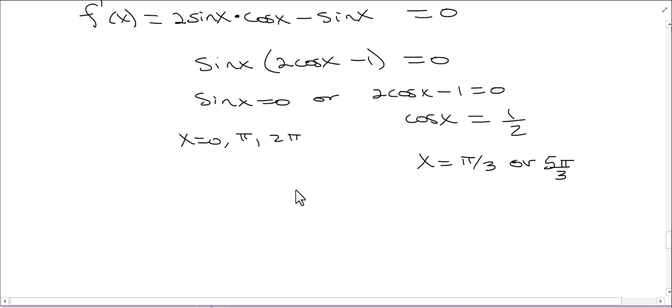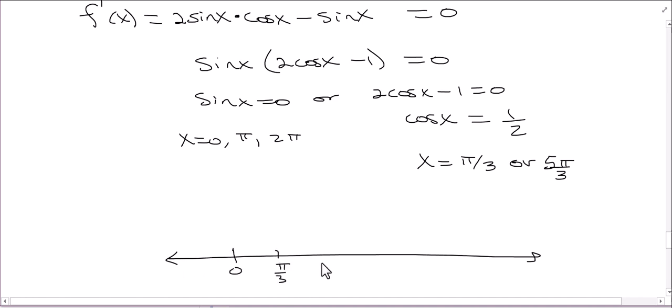Alright, so those are my critical numbers. I have 1, 2, 3, 4, 5 critical numbers. So let's split up our number line into those values, and ideally we want to write them in order. So 0, pi over 3, pi, 5 pi over 3, and 2 pi. And these are all places where the derivative is 0.